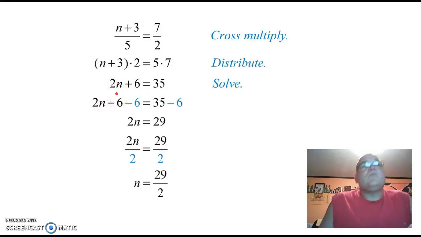So what are we going to do? Well, we have to isolate the 2n part, so we'll subtract 6 on both sides. Then we'll divide both sides by 2, and get 29 over 2. Just a little bit more challenge, but it's going to take us into those two-step equations.